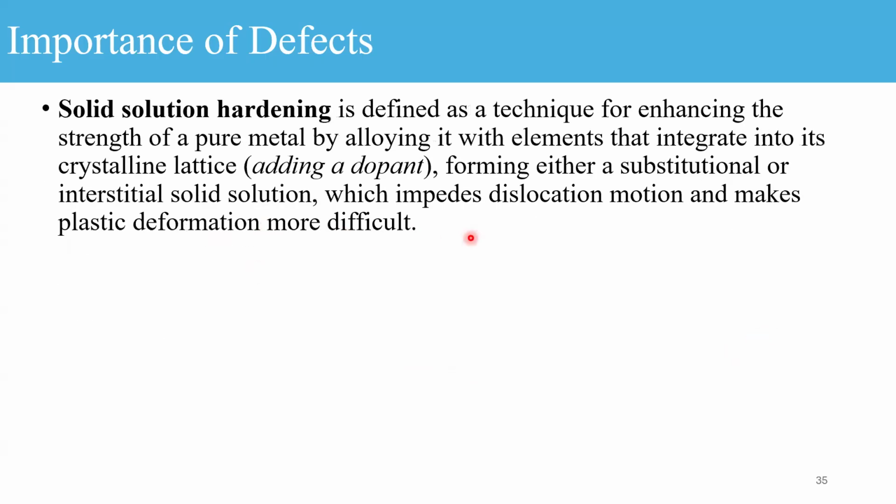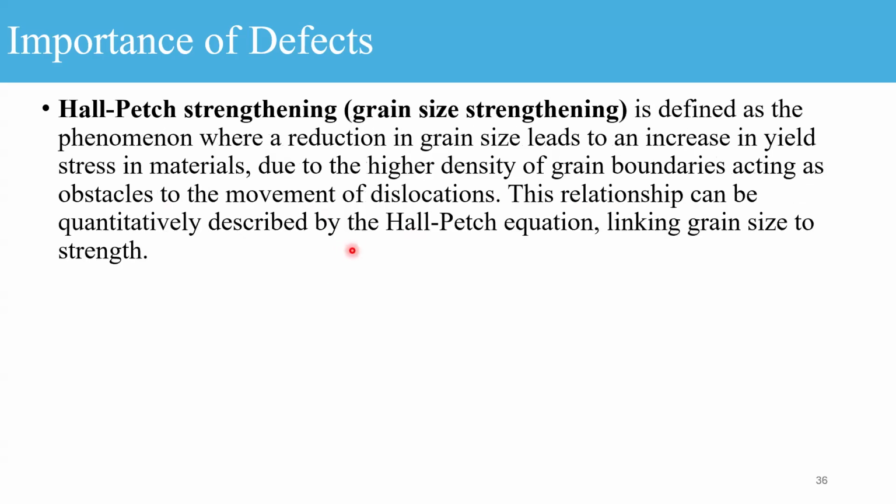Solid solution hardening is another mechanism, which is defined as a technique for enhancing the strength of a pure metal. This is something you have to remember. Pure metal is strengthened by alloying it with elements that integrate into the crystalline lattice. So basically, you add a dopant that forms either a substitutional or an interstitial solution, which impairs dislocation motion and makes plastic deformation more difficult.